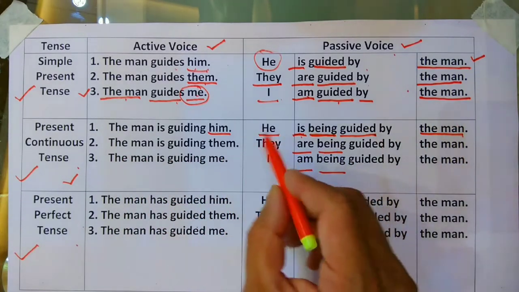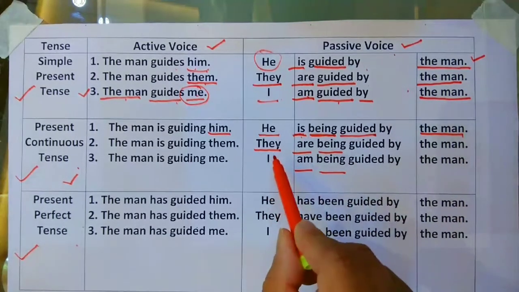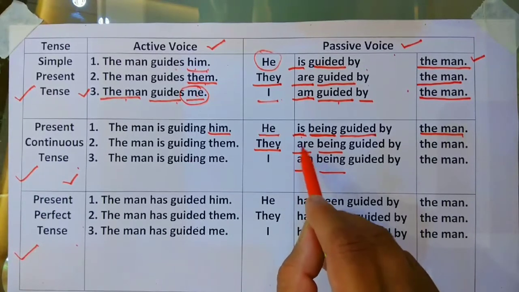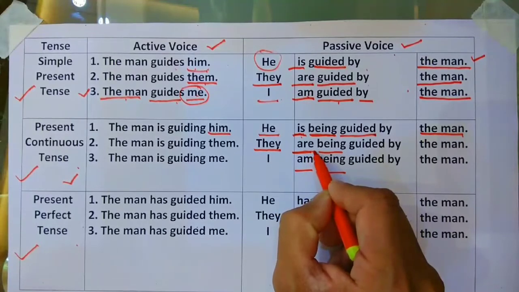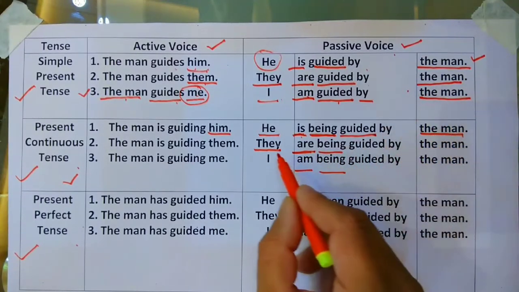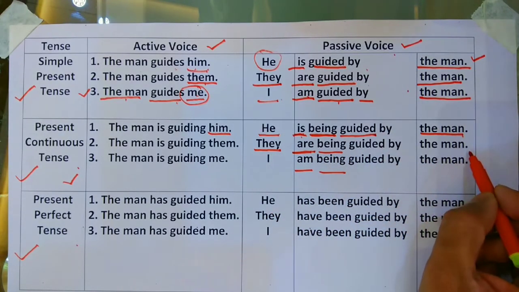In the same way, we have converted the pronoun into they, as they is plural in its form. Therefore, we have selected the helping verb are and we continue as above. The passive sentence is, they are being guided by the man.